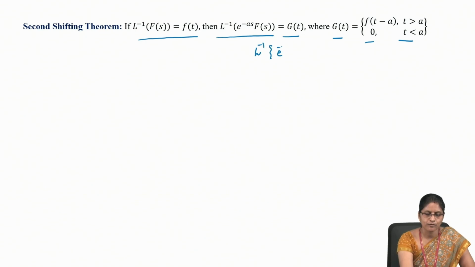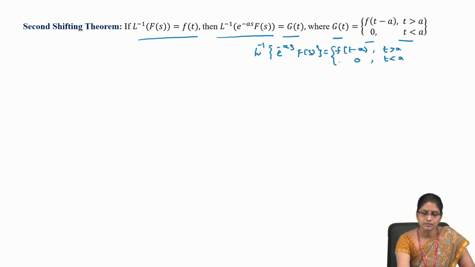The inverse Laplace transform of e power minus as into F of s is equal to g of t, which is f of (t minus a) if t is greater than a, and 0 if t is less than a. That equals f of (t minus a) into h of (t minus a). Here h of (t minus a) is the Heaviside unit step function. H of (t minus a) is defined as 1 if t is greater than a, and 0 if t is less than a.